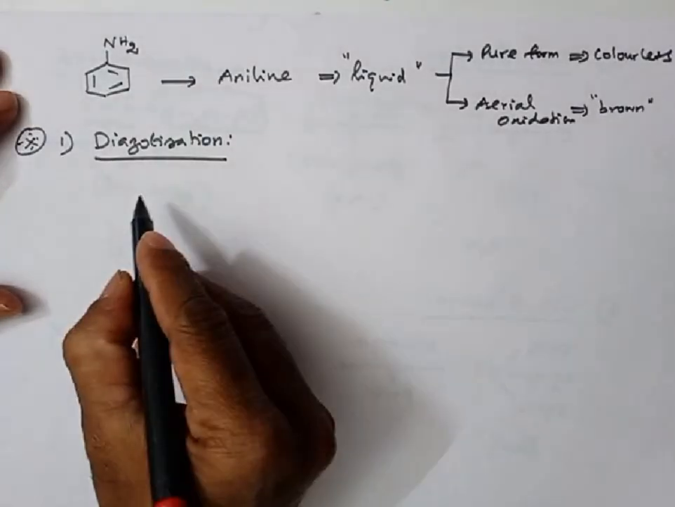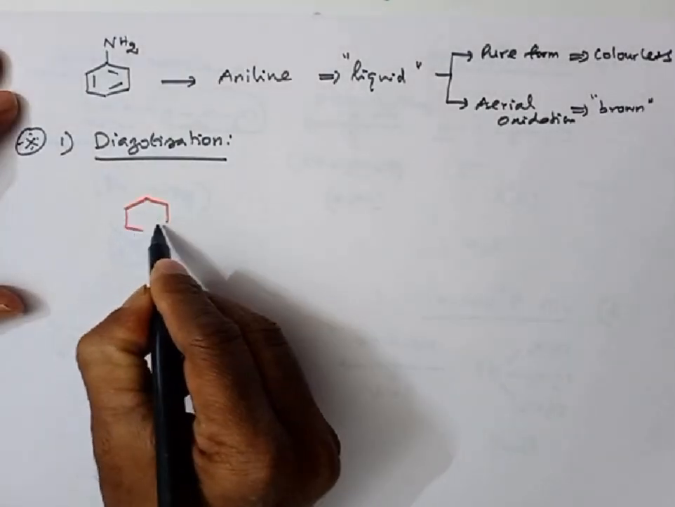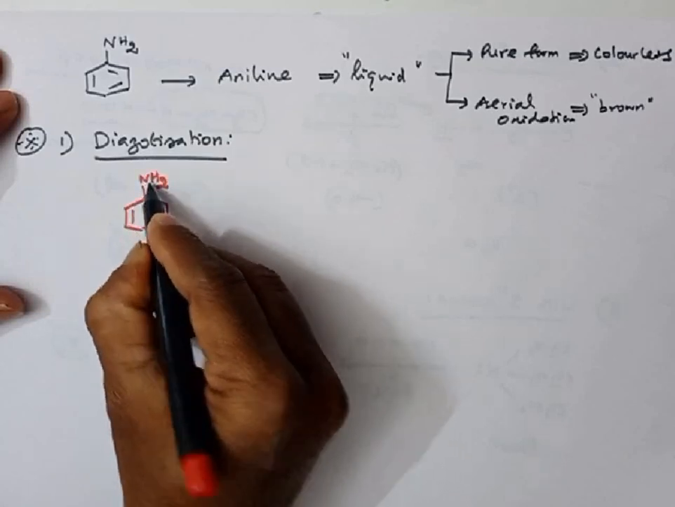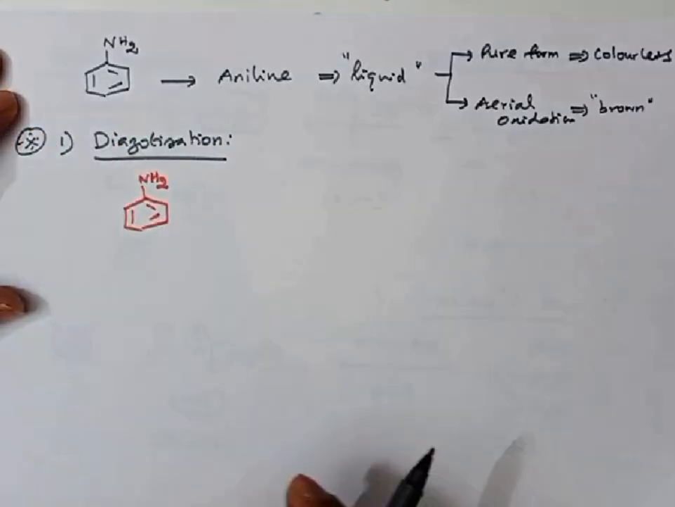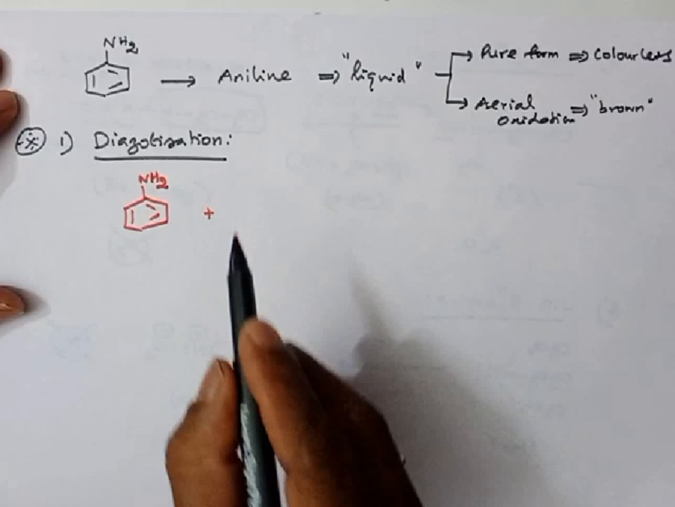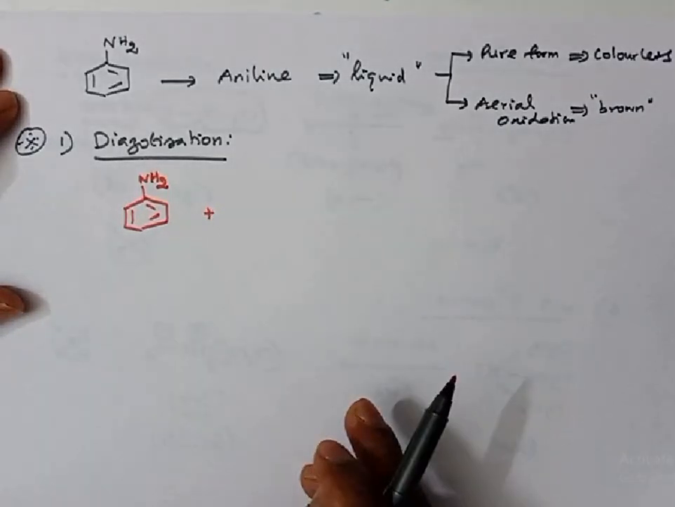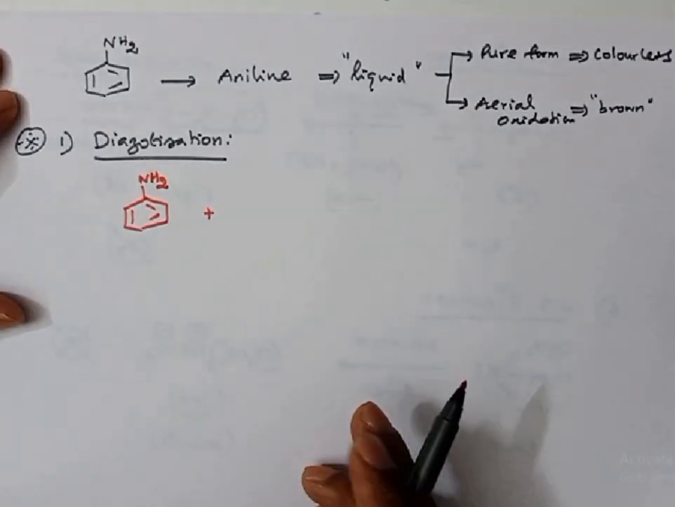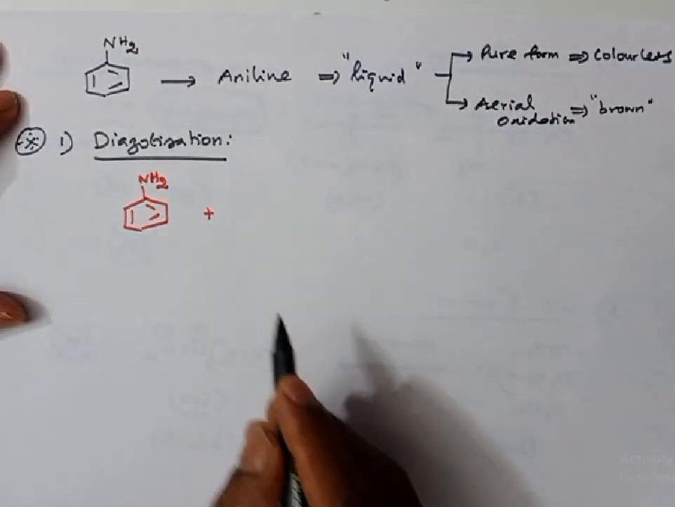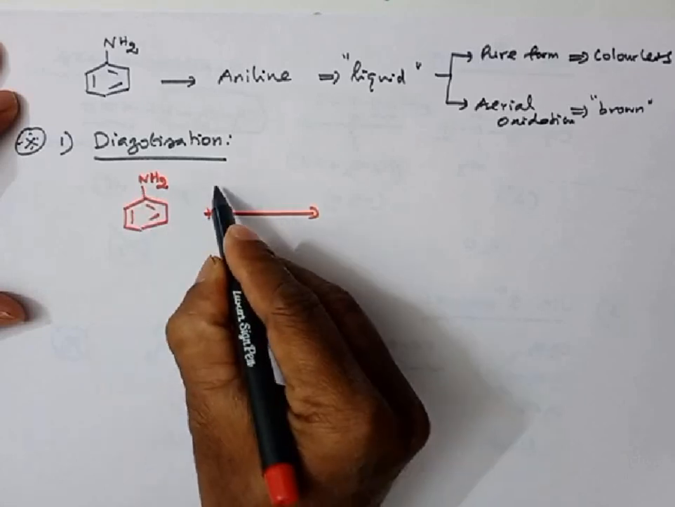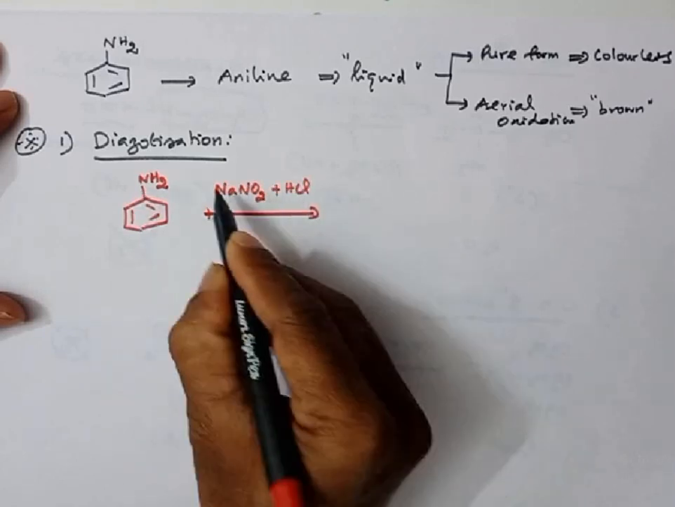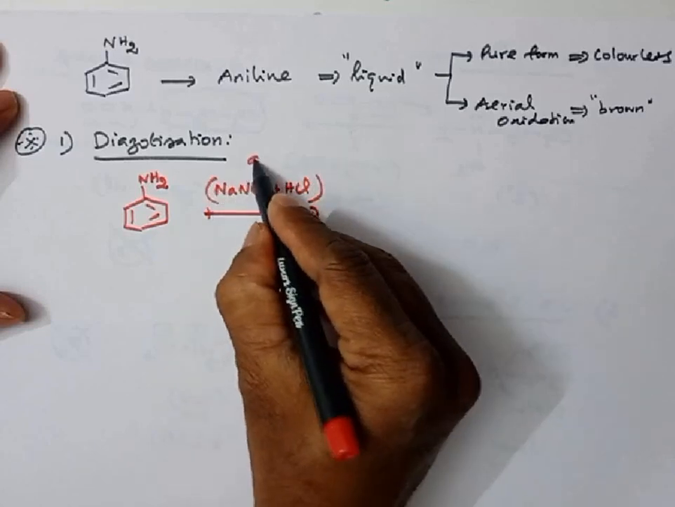Diazotization. Listen, student. You take aniline. Aniline is a liquid, I have told you. You take this liquid in a separate test tube. Then you prepare aqueous sodium nitrite and aqueous HCl. Then mix these two under ice cold condition. So what I am trying to say, take aniline, to this add NaNO2 plus HCl, aqueous solution.